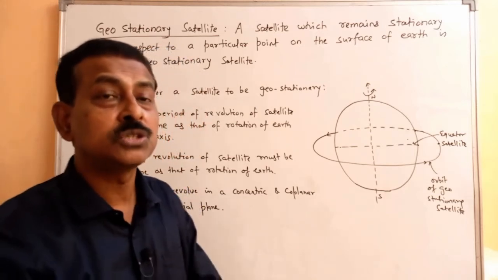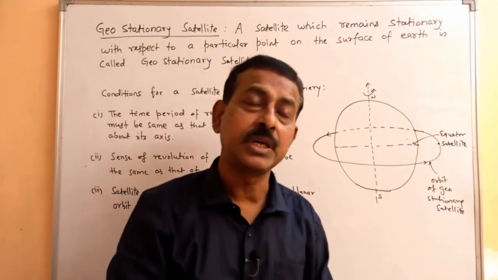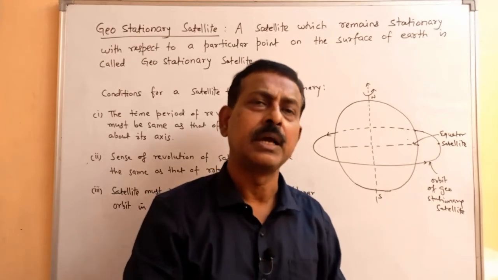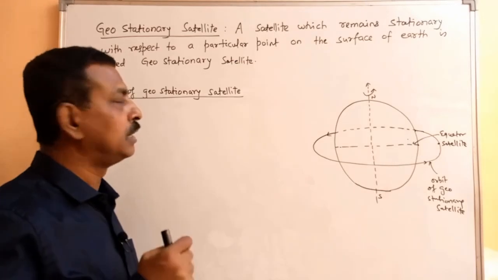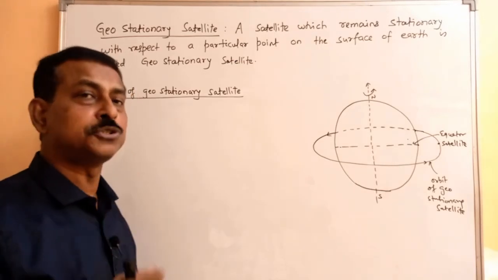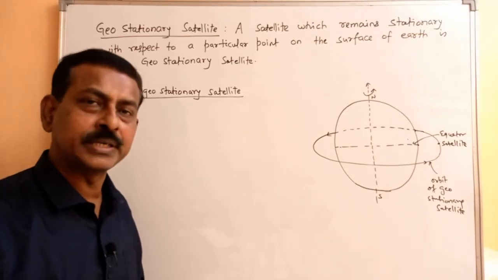Now there are many uses of geostationary satellites. It is used for communication purposes. It is most extensively used in this particular field. Let's now see what the height of a geostationary satellite is and how we calculate it.